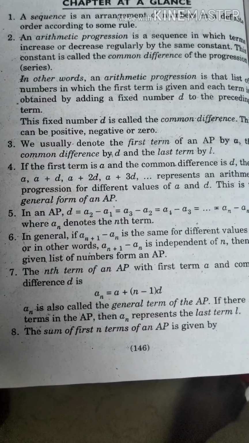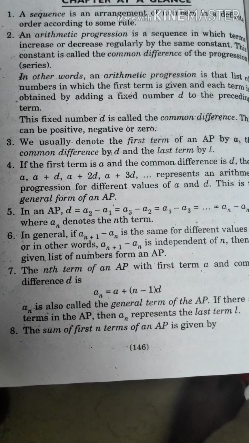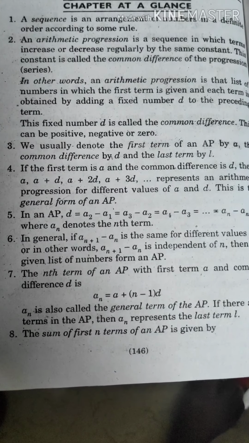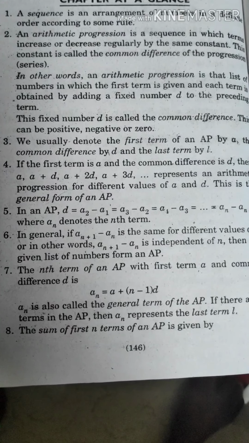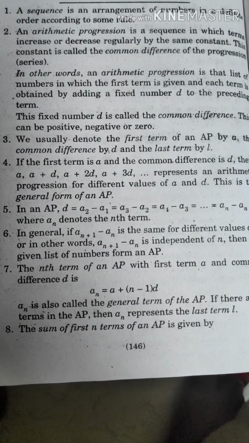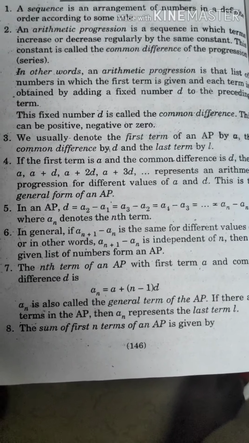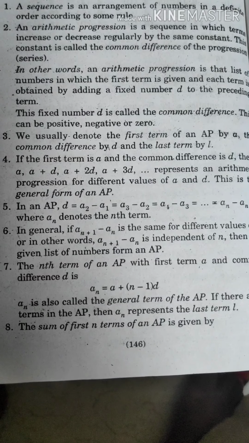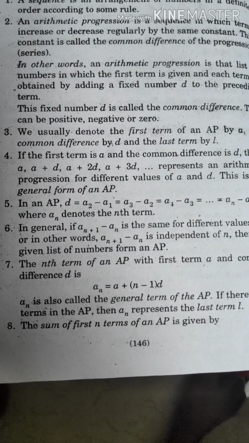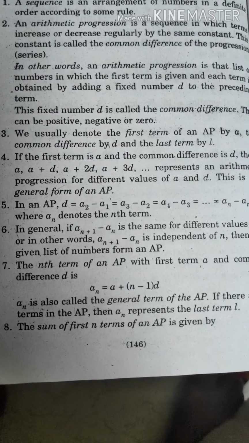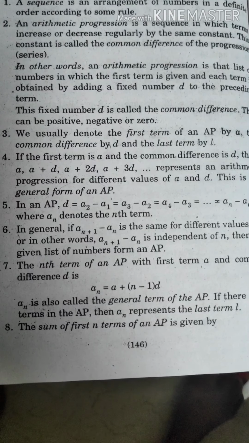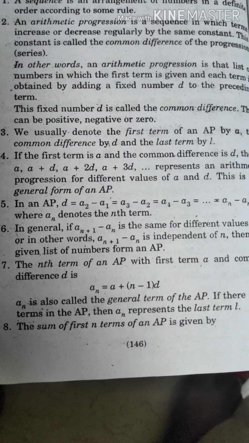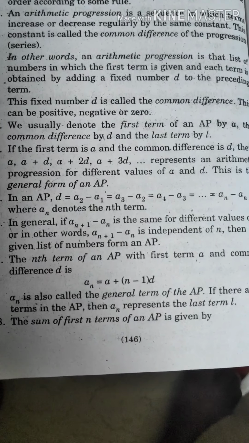A sequence is an arrangement of numbers in a definite order according to some rule. Arithmetic progression is a sequence in which terms increase or decrease regularly by the same constant. This constant is known as the common difference of the progression series. For example, even numbers increase or decrease by the number 2. Odd numbers also increase or decrease by the number 2.